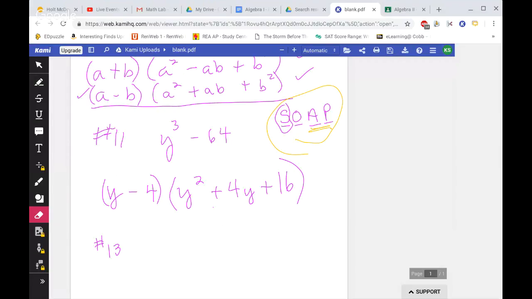All right, number 13. I'm trying to figure out how to take the cube root on the calculator. Oh, you're okay. I know there's a button.